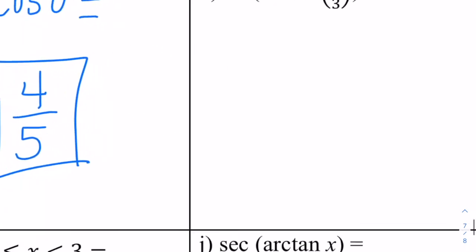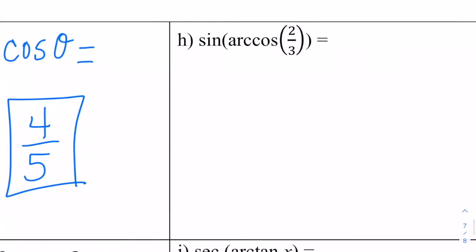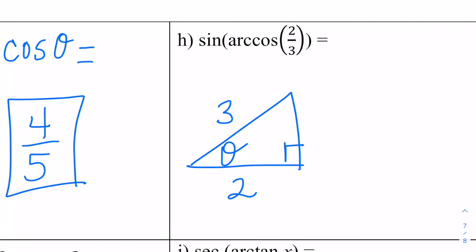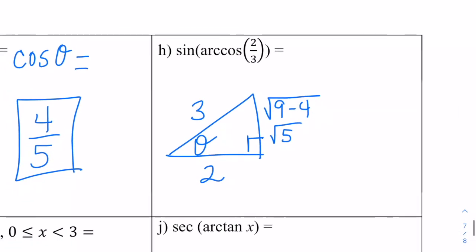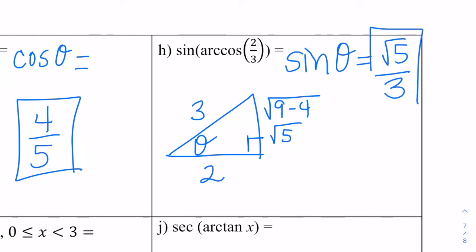Over here, for sine of arc cosine of 2/3, same idea. We're trying to find that angle, and the arc cosine would be the adjacent over the hypotenuse, so that would leave this side as 9 minus 4, or just root 5. So we're not really preoccupied with the angle. We want to find the sine of the angle, which will just be root 5 over 3.